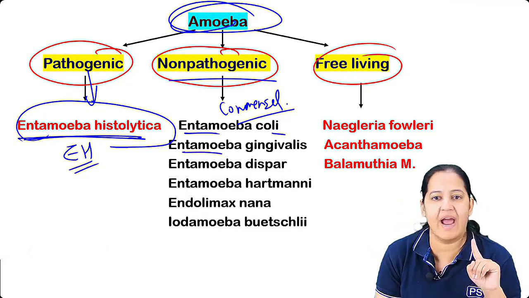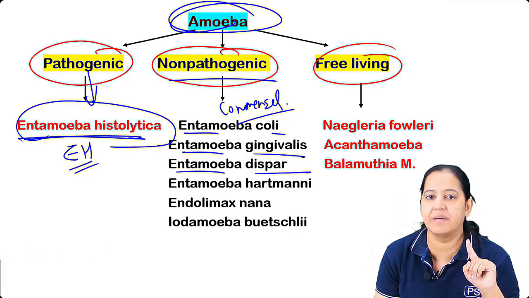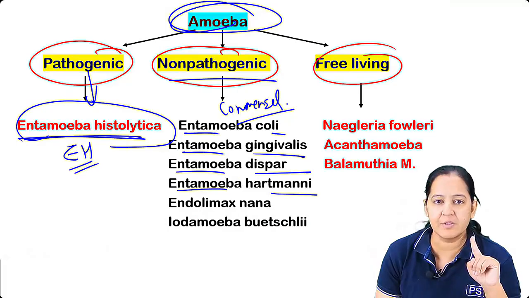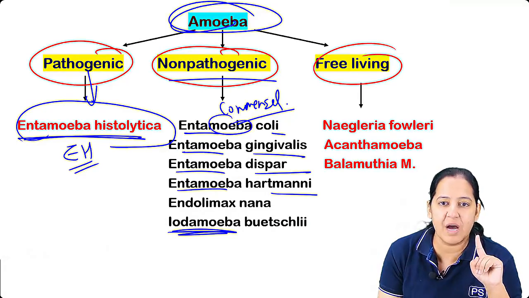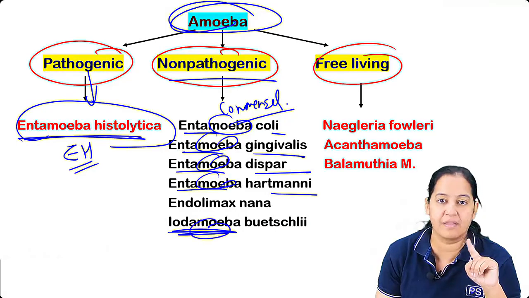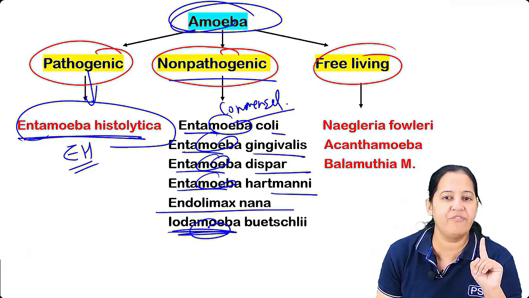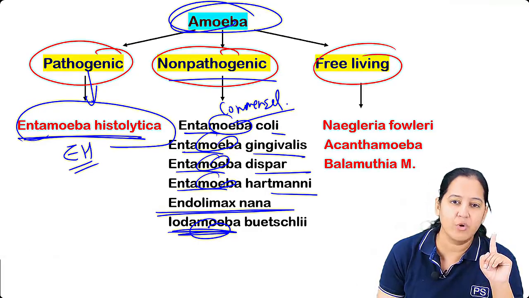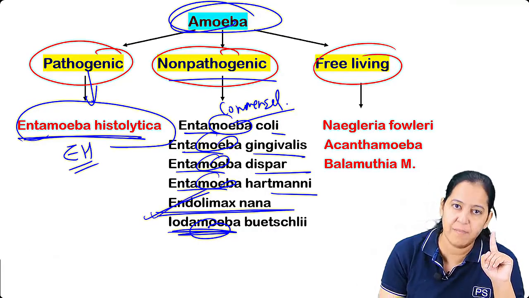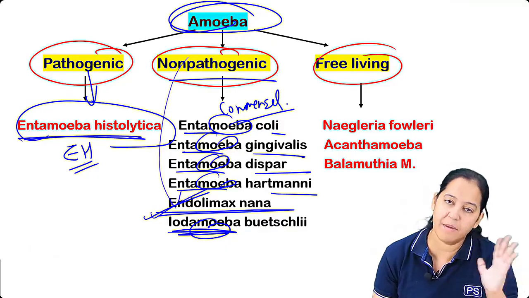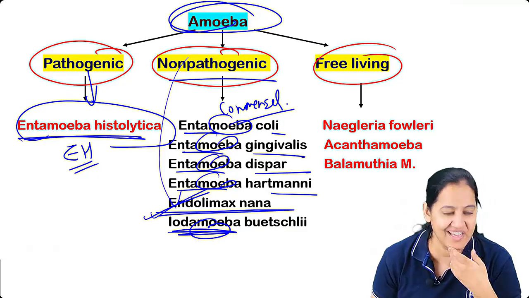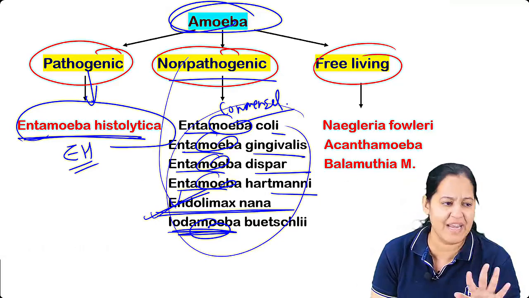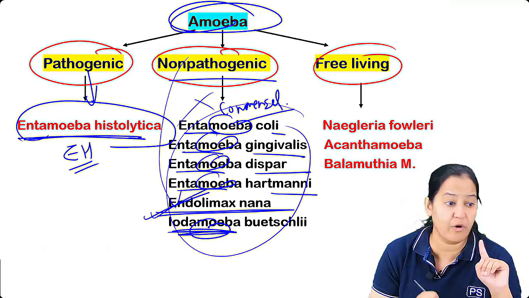Entamoeba coli, Entamoeba gingivalis, Entamoeba dispar, Entamoeba hartmanni. The suffix is amoeba, amoeba, amoeba; by looking you will understand it is an amoeba. But one of them does not have the suffix amoeba: Endolimax nana. You must understand that Endolimax nana is also non-pathogenic. These all are commensals. Just learn their names. Don't go into the detail. I will not give you the detail of any of them.